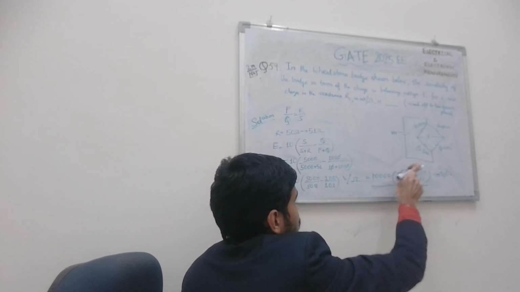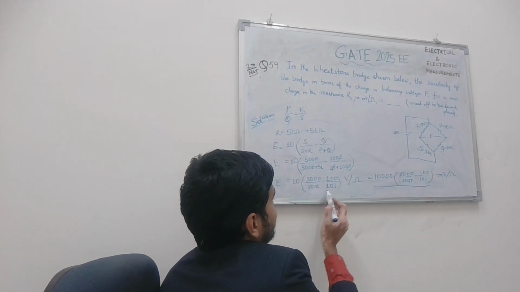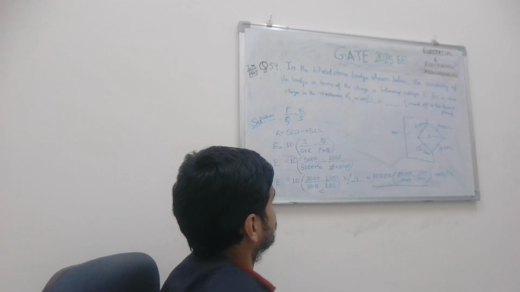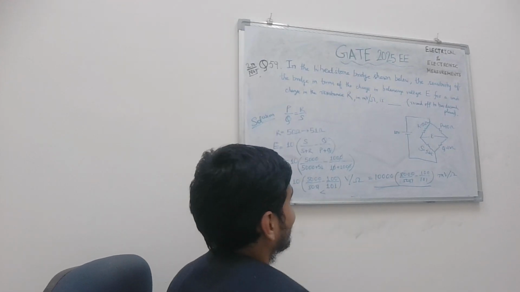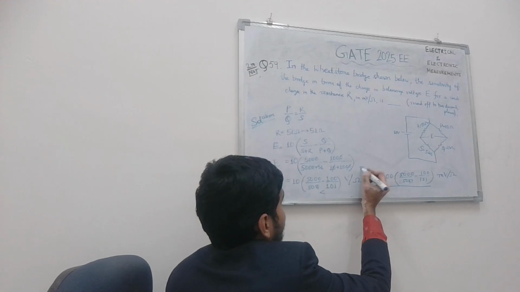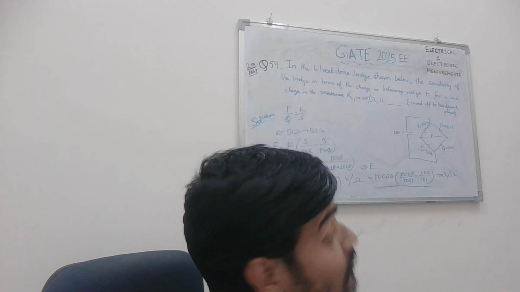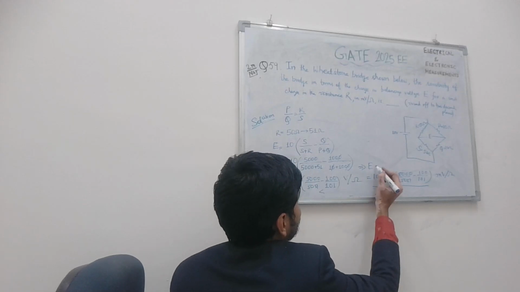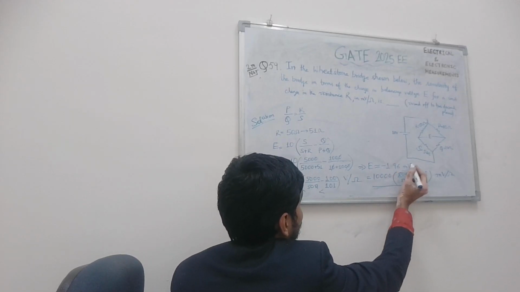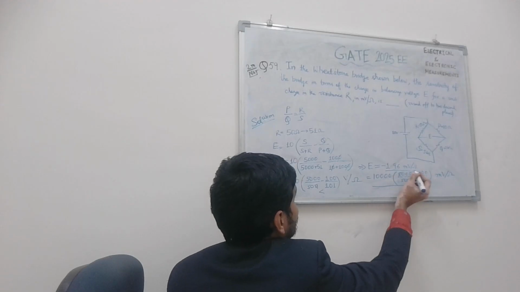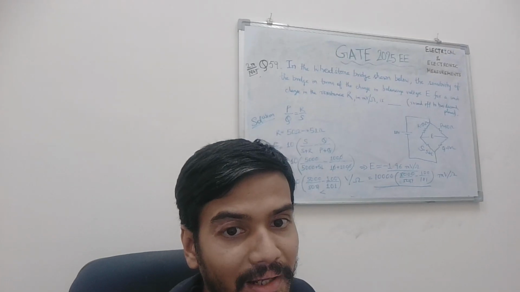This will be negative as this is less than this. So basically this value will come out negative, and we will be getting the sensitivity of the changing balancing voltage E for a unit change in the resistance R nearly equal to minus 1.96 millivolt per ohm. So the correct answer for this question is minus 1.96.